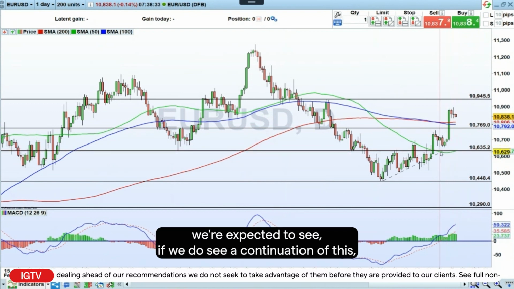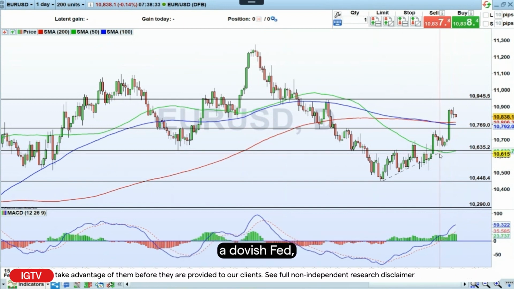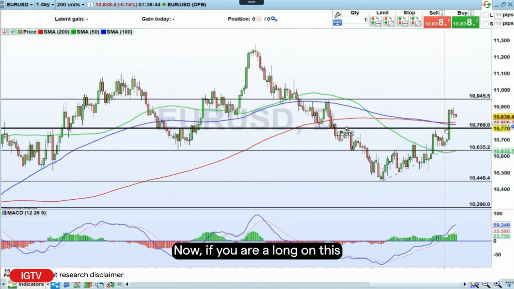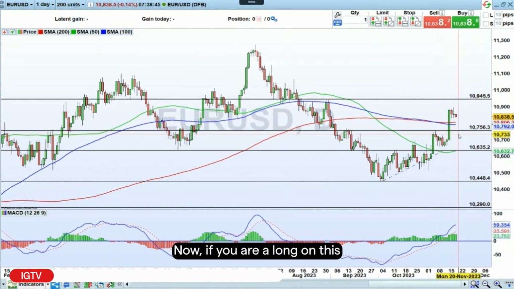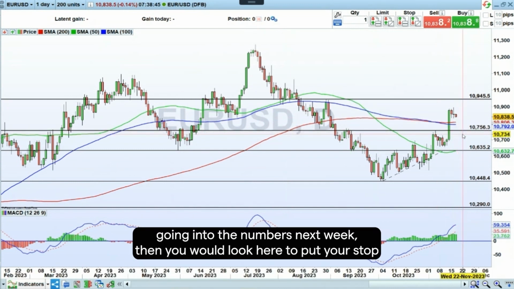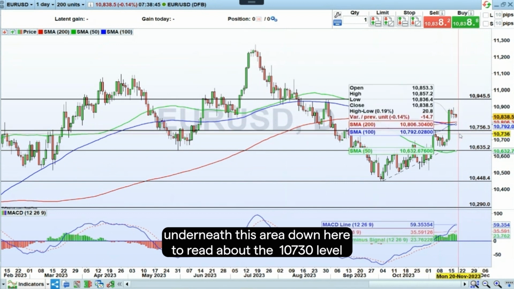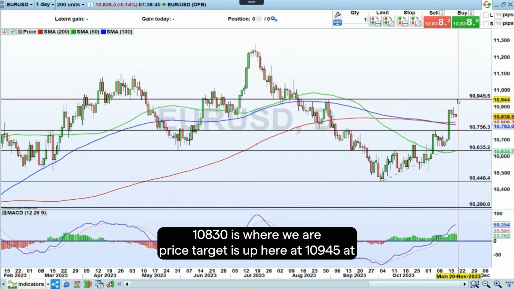If we do see a continuation of this dovish Fed, we could well end up seeing some further highs for the euro dollar. Now, if you are long on this, going into the numbers next week, then you would look here to put your stop underneath this area down here at around about the 107.30 level. 108.30 is where we are. Price target is up here at 109.45.